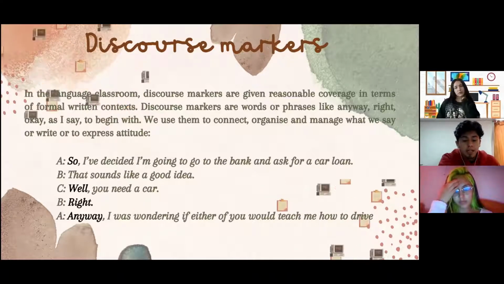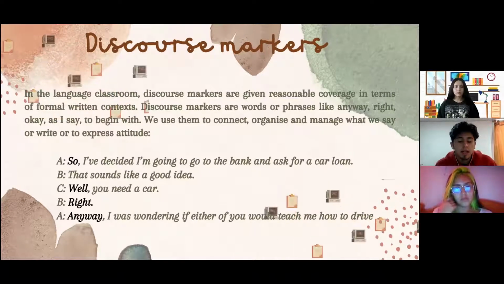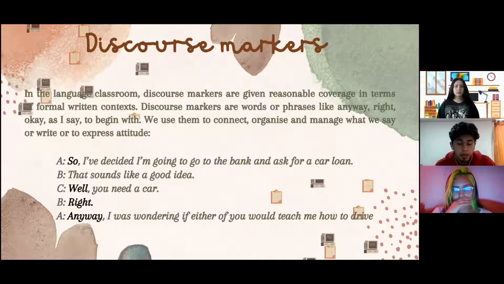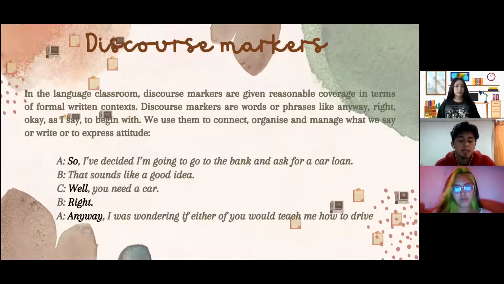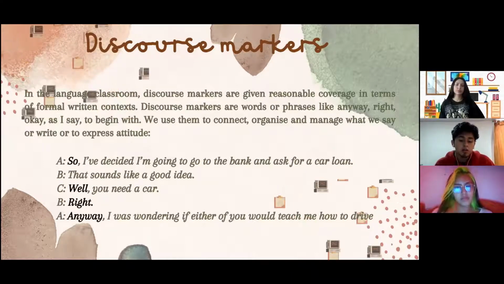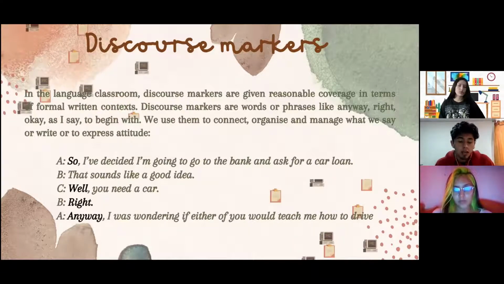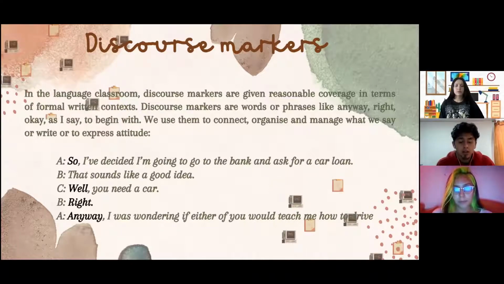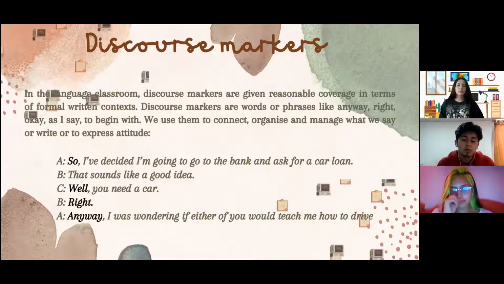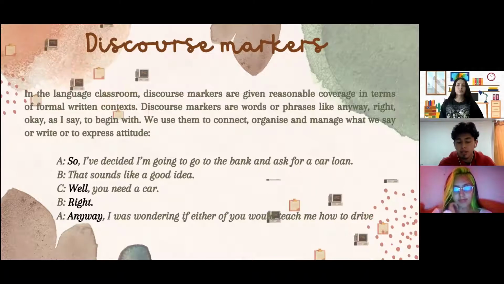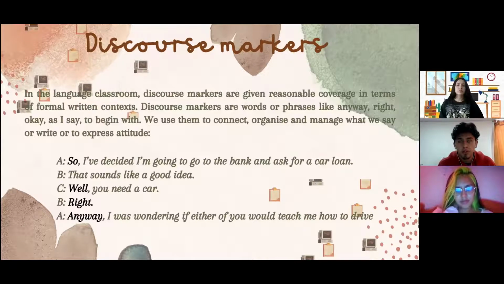So basically, "well" will mark a response to B. So B is in agreement with C. "Anyway" marks a shift in the topic from buying a new car to having a driver's license. These discourse markers do not always have meanings that you will find in your dictionary. However, they do have certain functions, and some discourse markers, such as "well," can have a number of functions.